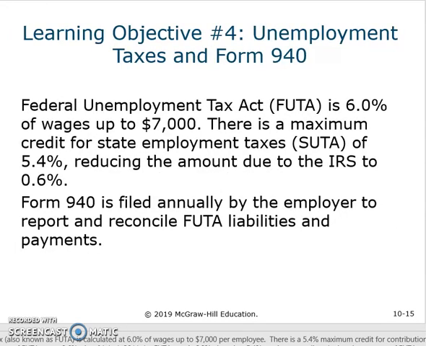The federal unemployment tax, FUTA tax, is 6% on wages up to $7,000. There's a maximum credit for any state employment taxes. There's SUTA tax of 5.4%, which can reduce the amount that is owed to the IRS to 0.6%. Form 940 is filed annually by the employer to report and reconcile any Federal Unemployment Tax Act liabilities and payments.